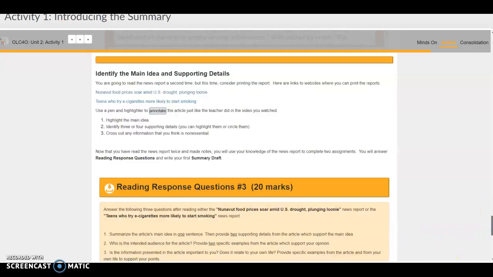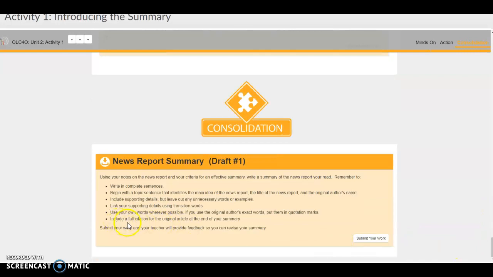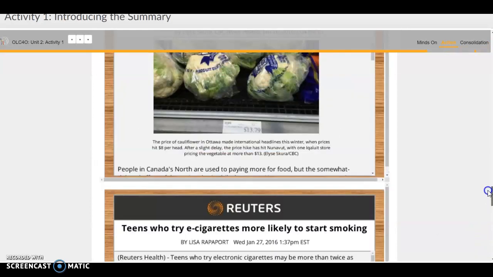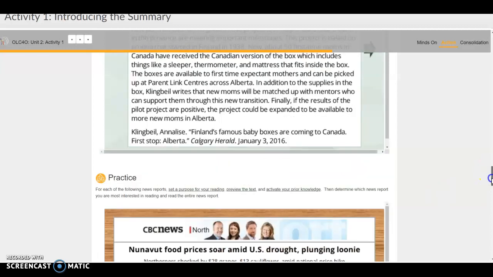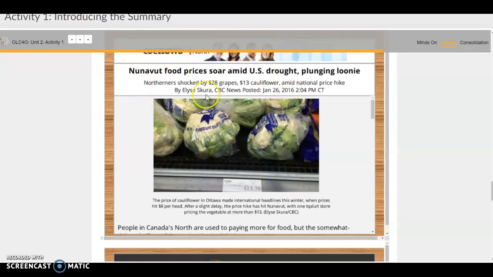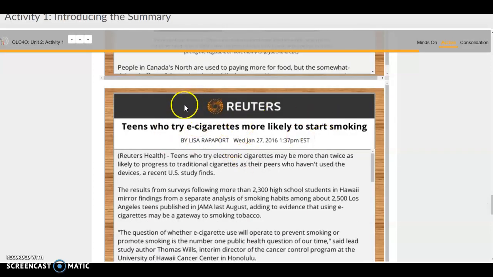Okay, and then lastly, you're going to include a full citation for the article. So if you go back to the exemplar, you'll have to include the author's name, so the last name and then the first name, the article title, the newspaper or magazine title, and the date. And you can get all of that right here, right at the top of the page for each of the news articles. So whichever one you choose, you should be able to write a proper citation for it.